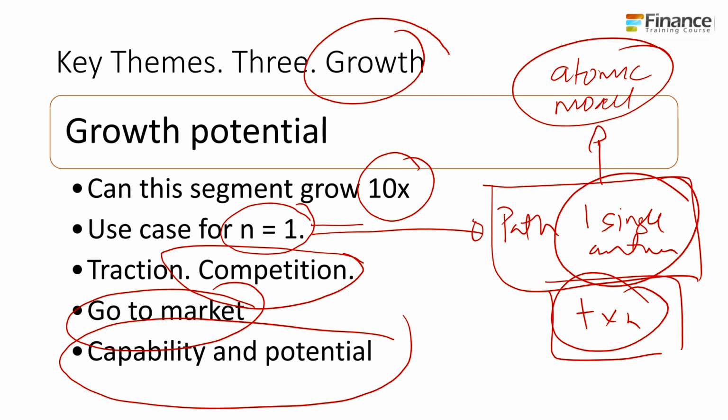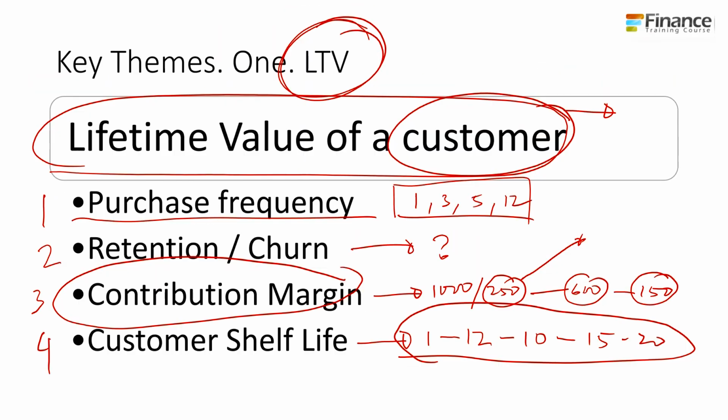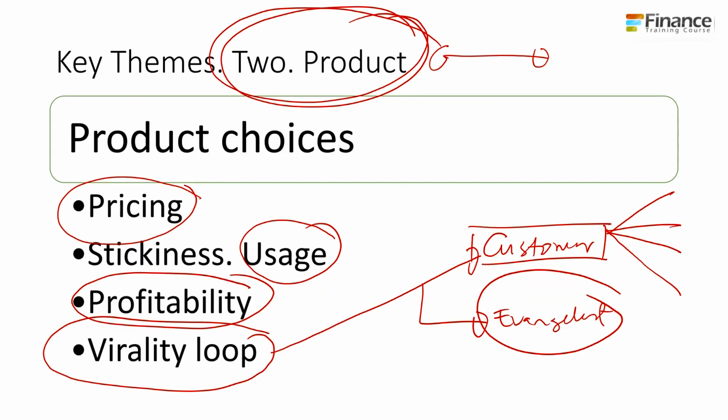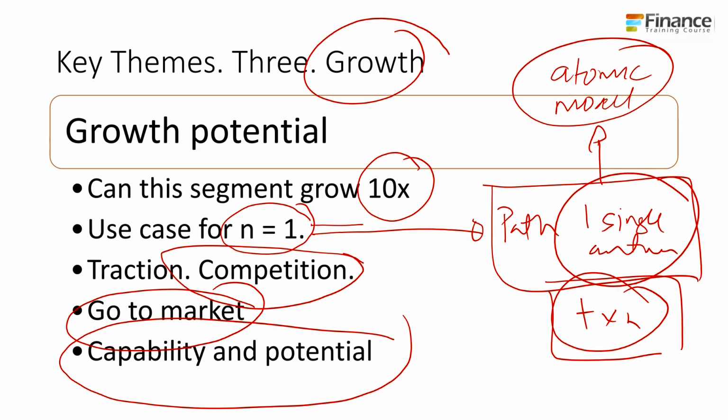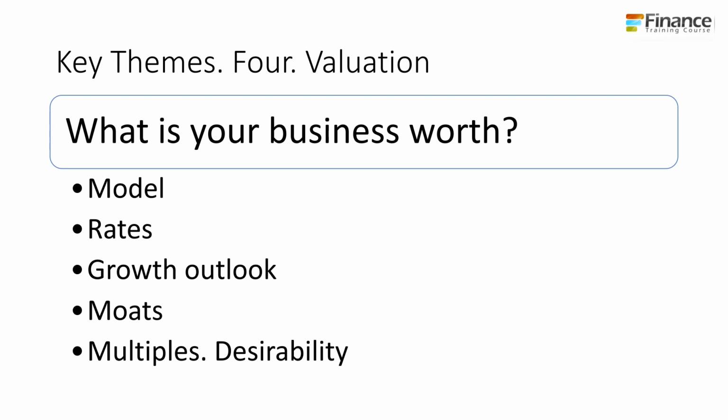All three themes, LTV, product, and growth, are linked to each other. They're sort of interlocking pieces. They're sort of a Lego model that you've built that comes together. Then the fourth and final theme is valuation. What is your business worth?